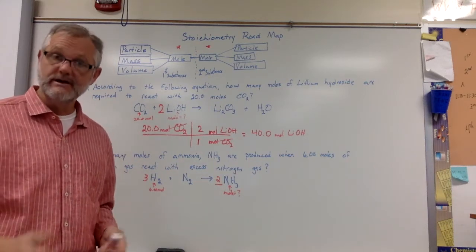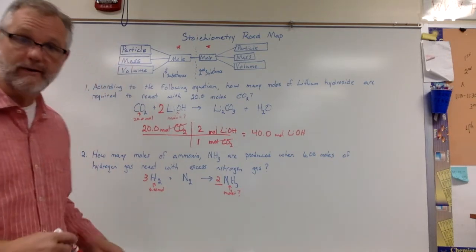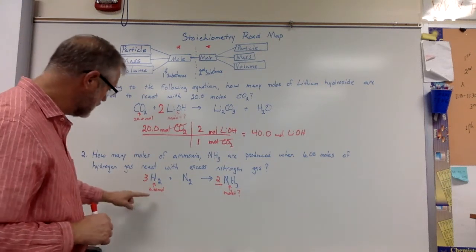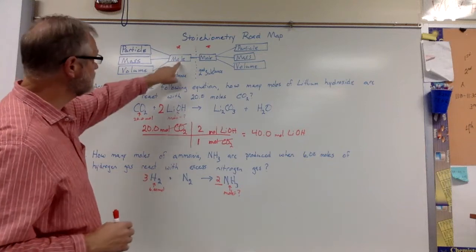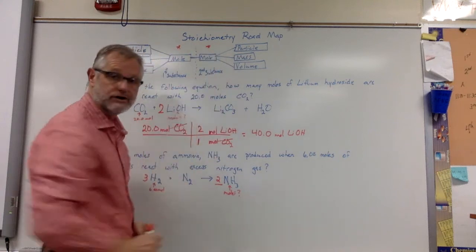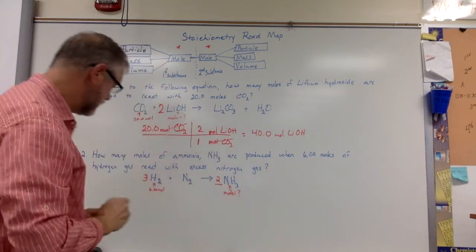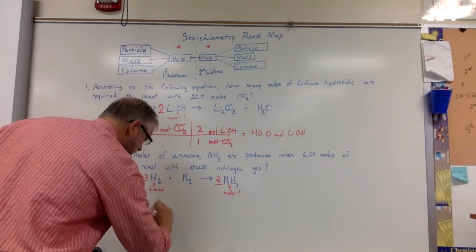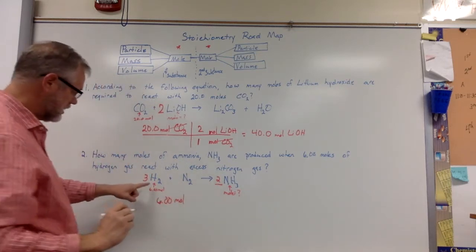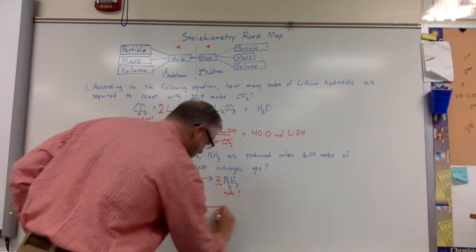So the third thing is I start setting up my problem. But before I do that, I want to use my stoichiometry road map to make sure I know where I'm starting and where I'm going. I have 6 moles of the first substance. So I'm starting right here at moles again, and I'm looking for moles. So I'm going here. Again, it's just one setup from mole to mole. So I'm going to come back in and write down the value 6.00 moles of hydrogen gas, H2. Put that in a factor label box.